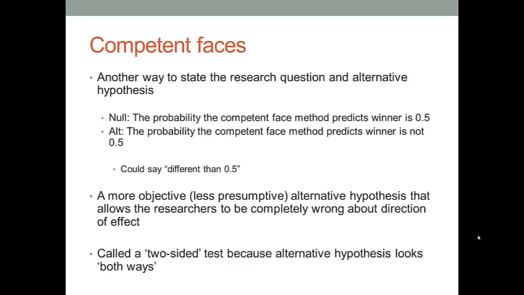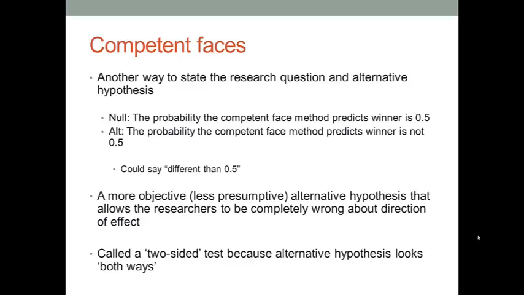We could ask the question, is the probability the competent face method predicts the winner different than 50%? In other words, it's not 50%. So if the null hypothesis says that the competent face method is correctly predicting the winner 50% of the time, the alternative hypothesis could be that it's not 50%.